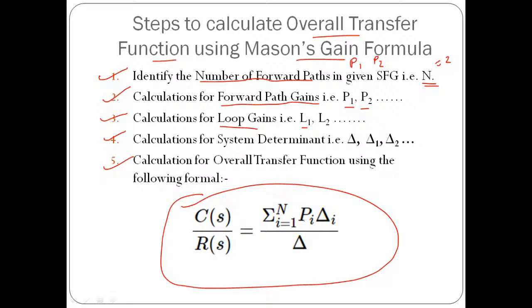So up to step number 4, we identified the value of n, we calculated the values of p1, p2, p3, we calculated the values of delta 1, delta 2, delta 3. We also determined the value of delta. The thing is that we need to put all those components in this particular equation to find the value of the transfer function. This is very important. So please note down these points because they are very important to solve numericals on Mason's gain formula. These steps are very important. Step number 1, 2, 3, 4, and 5. So please note down these steps.